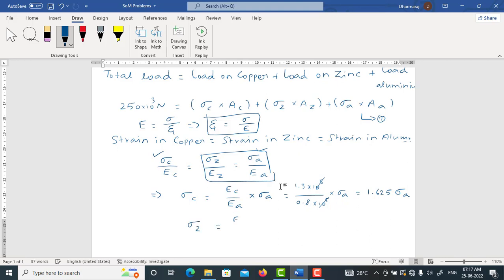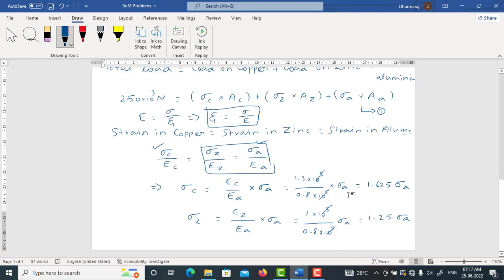Similarly, we can rewrite sigma Z as Young's modulus of zinc over aluminum into sigma A. Substituting the values of Young's modulus, we get 1.25 into sigma A.